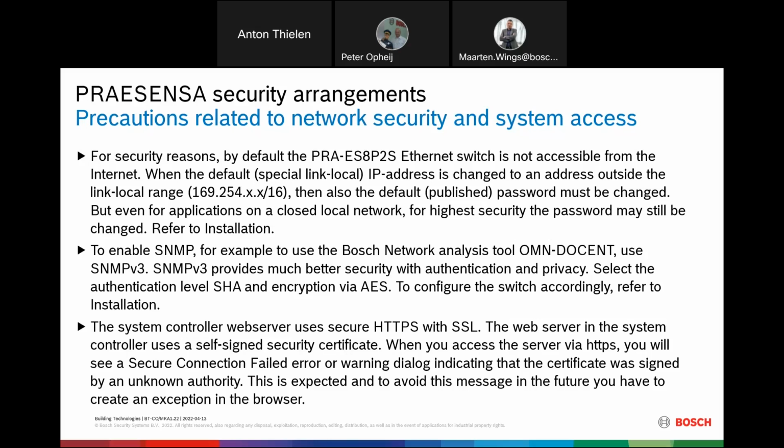And that is expected. To avoid this message in the future, you have to create an exception in the browser. The first time you access the system controller through this page, you get a warning, and then you need to save that exception, just to avoid this message. In the future, you then have that exception, and you accept to connect through this web server.